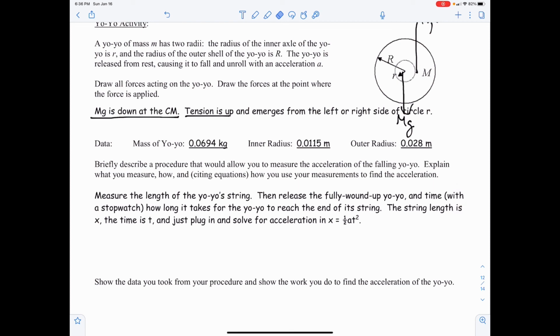Well, we can measure the length of the yo-yo string, then release the fully wound up yo-yo and time how long it takes for it to reach the end of the string. The string length is x, time is t, plug it in and solve for acceleration, and x equals 1/2 a t squared.